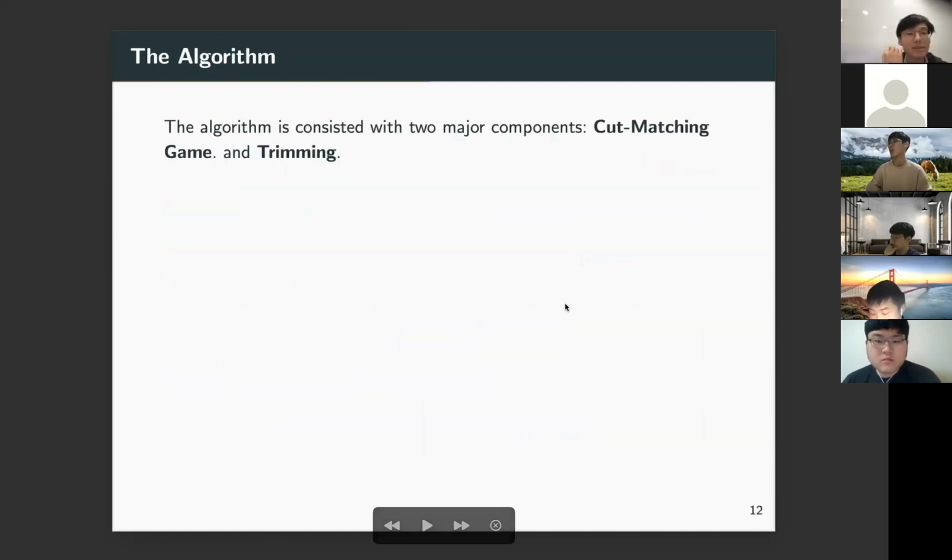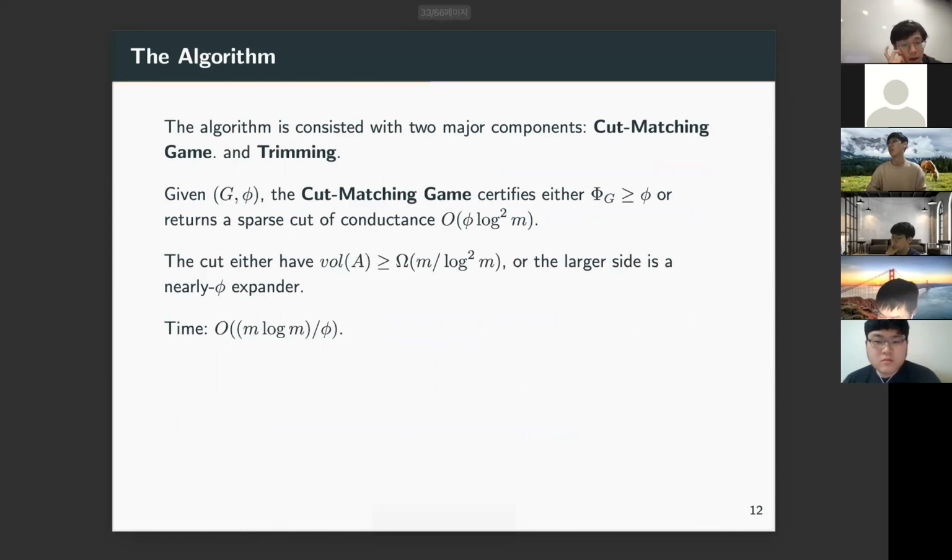So the algorithm consists of two major components. One is the cut matching game and the other is trimming. The cut matching game is an approximation algorithm for the sparse cut. We call the sparse cut approximation algorithm the cut matching game. Why does it have a name like game? I'll just talk about it later.